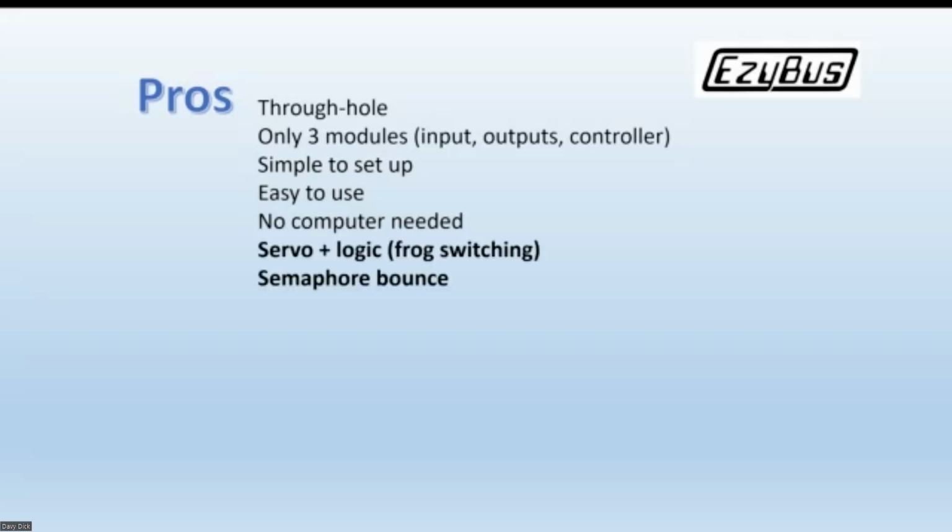Another benefit is it does a servo and the logic. There are two different output pins for every output. One that can be taken straight to a servo and one that can be used to either indicate to LEDs or to relays for frog switching. And it supports semaphore bounce. And you get good user feedback.